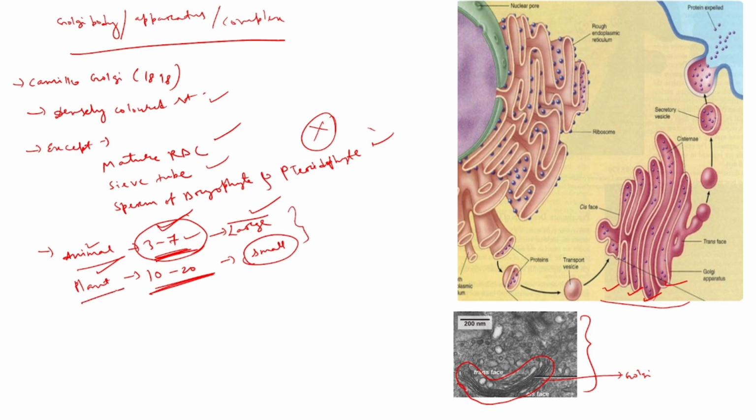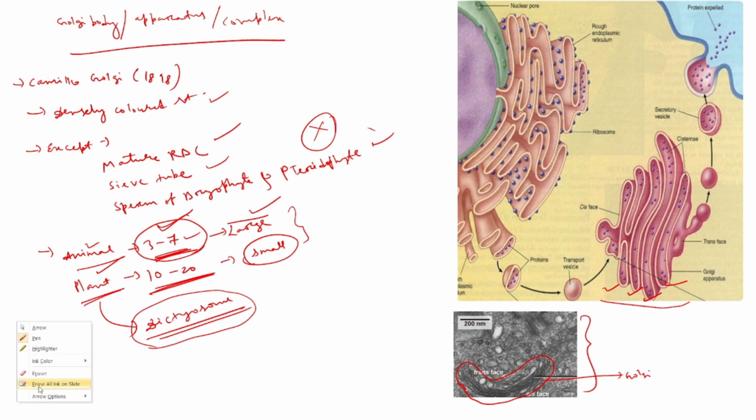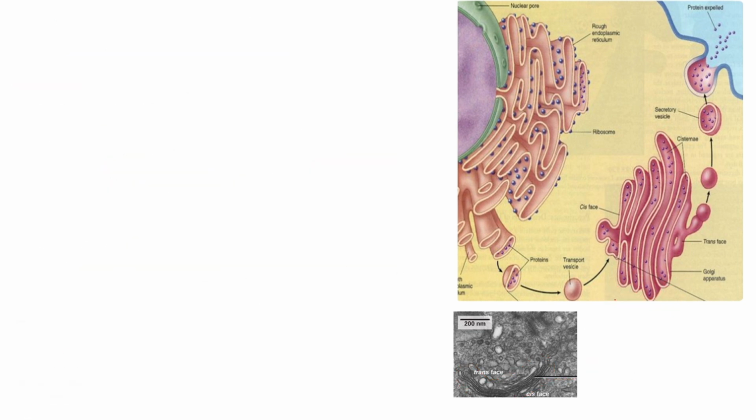And that's why in the plant, the Golgi body is called the dictyosome. So what is the dictyosome? It is simply the Golgi body that is present inside the plant. So come to the structure of the Golgi body. This is the structure of the Golgi body.